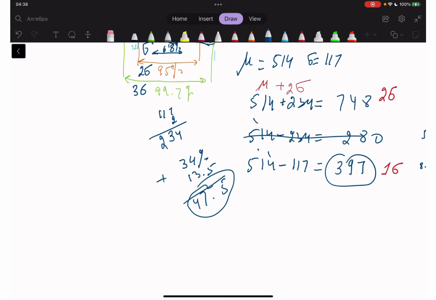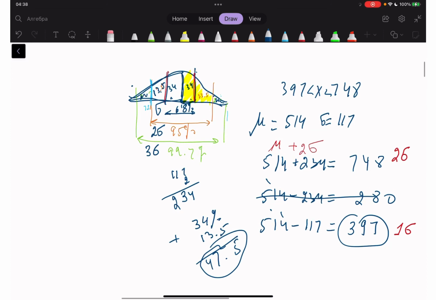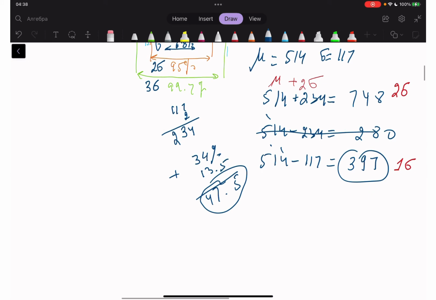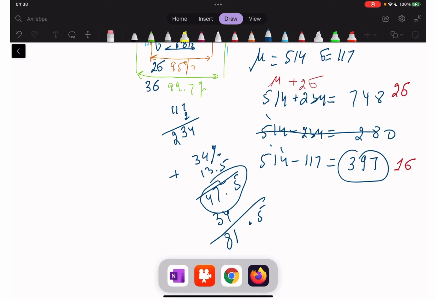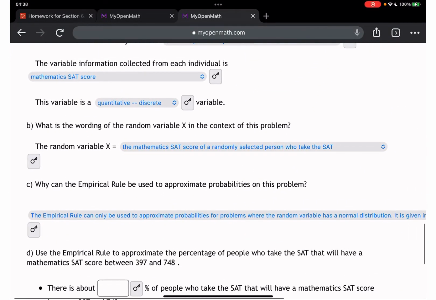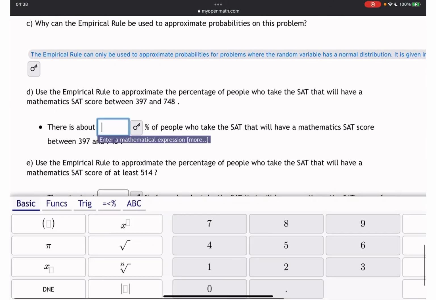Now here we need 1 sigma. 1 sigma is going to be this 34%. So 47.5 plus 34, we're getting 81.5%. Okay.